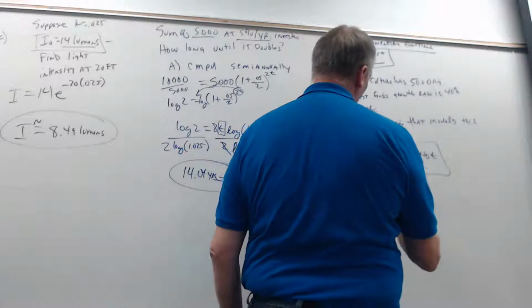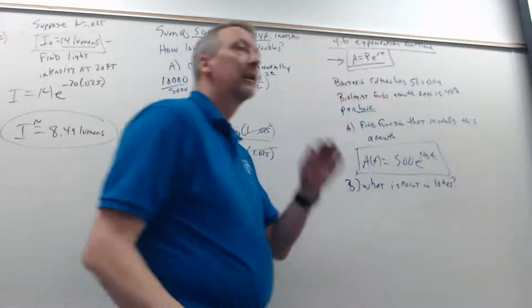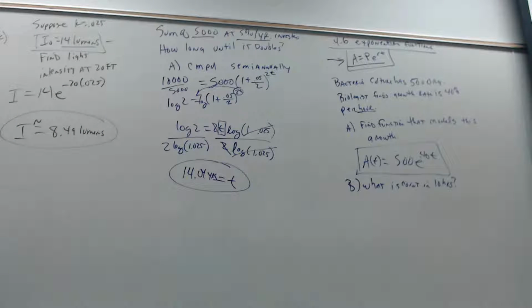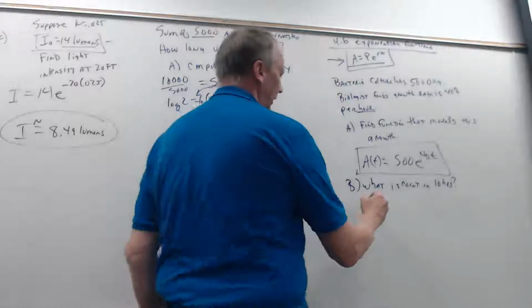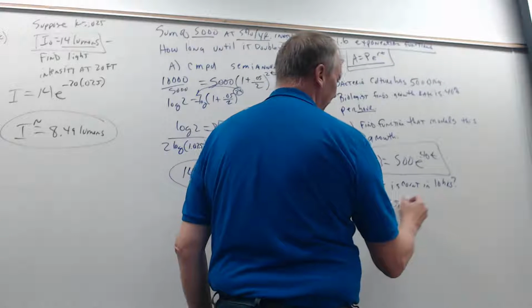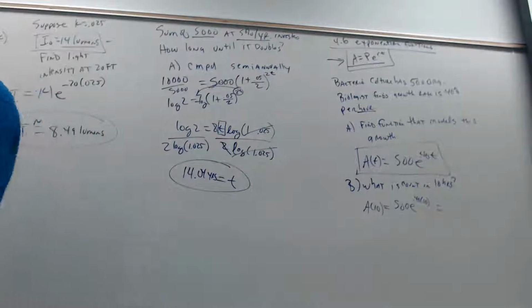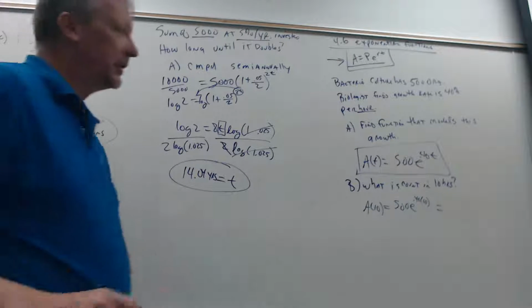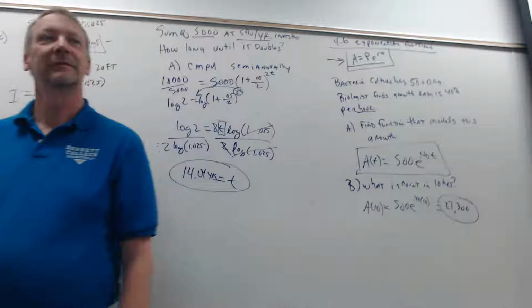Part B, what is the count in 10 hours? You just plug in. Plug the 10 in, so A of 10 equals 500 e to the 0.40 times 10, right? And as everybody knows, because they're a math magician, and they can do that in their head. That is a mere 27,300 bacteria. That's a lot of bacteria.